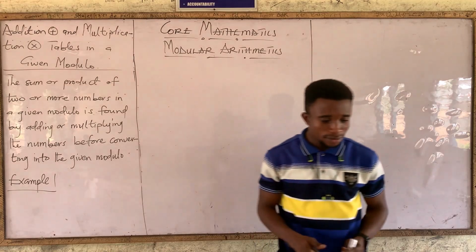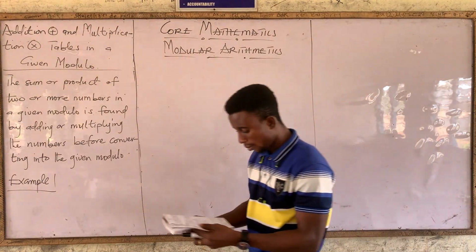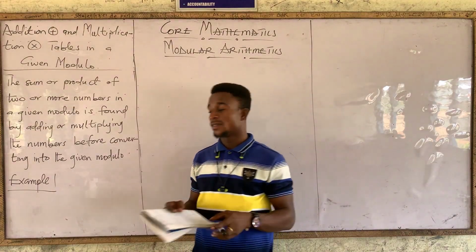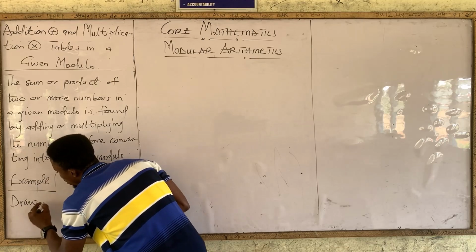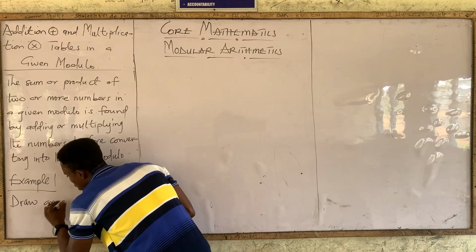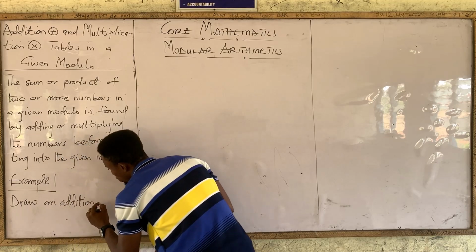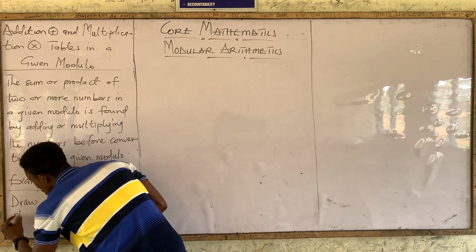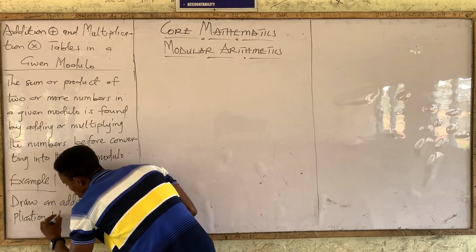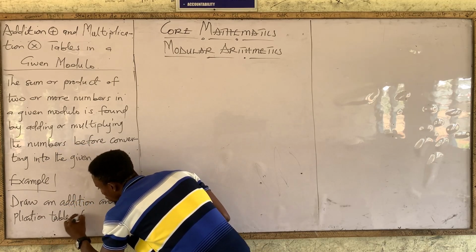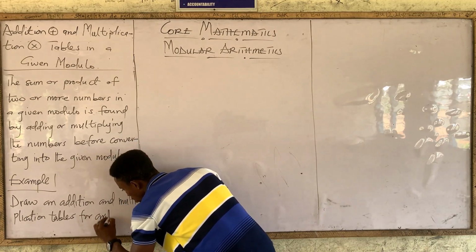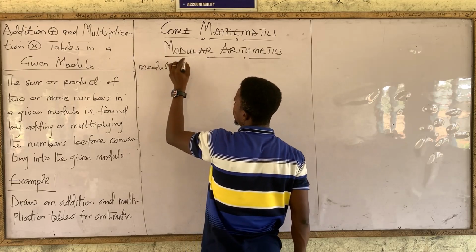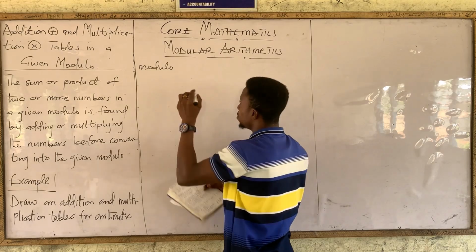So let's take our first example. Example number 1, and it says something. We have to draw an addition table and multiplication table for arithmetic modulo 5.